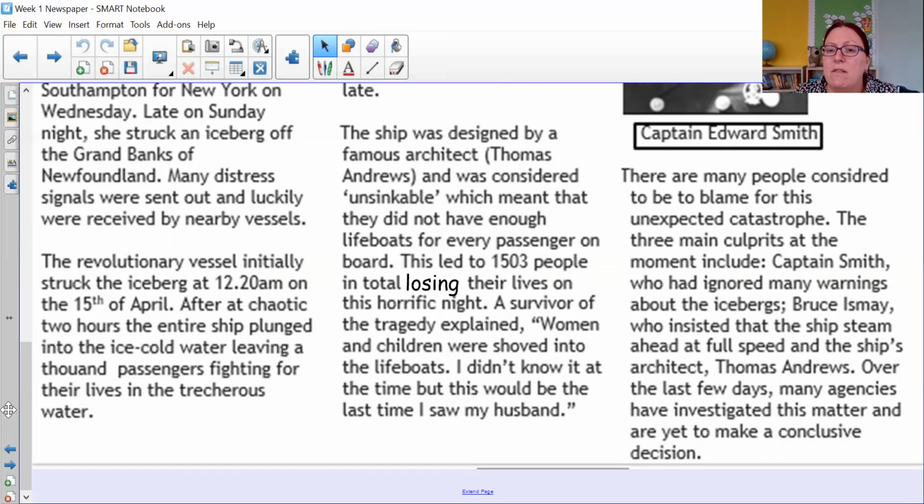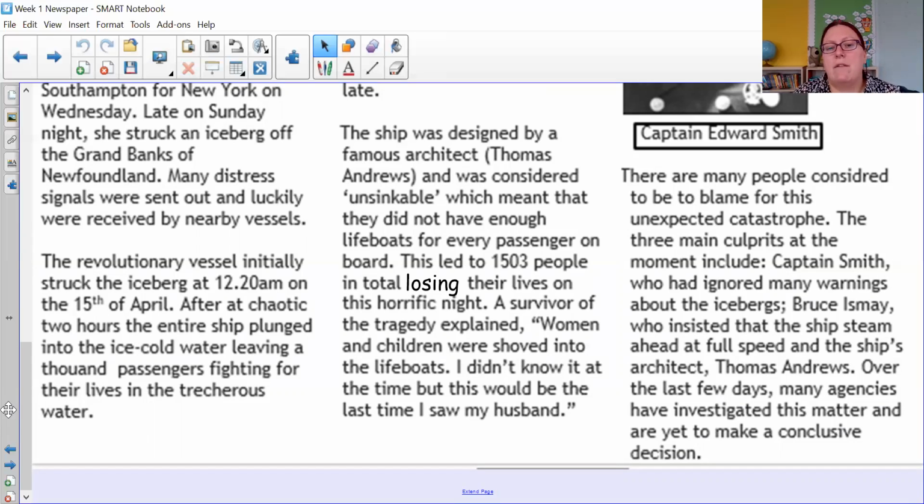There are many people considered to be to blame for this unexpected catastrophe. The three main culprits at the moment include Captain Smith, who had ignored many warnings about the icebergs, Bruce Ismay, who insisted that the ship steam ahead at full speed, and the ship's architect, Thomas Andrews. Over the last few days, many agencies have investigated this matter and are yet to make a conclusive decision.